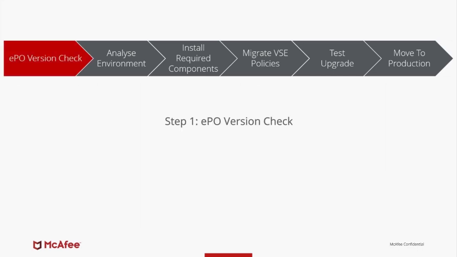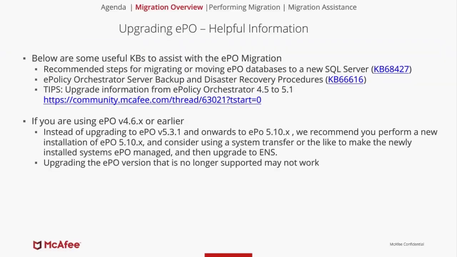We'll start with the very first step, the EPO version check. On this slide, we have some useful KB articles with regards to upgrading your EPO server, as well as some other information for SQL Server and things like that. Realistically, though, if you're on a very old version of EPO, it tends to be easier to stand up a new EPO server and migrate your systems over to that before performing the migration, rather than trying to upgrade from an older version of EPO to the newer version.